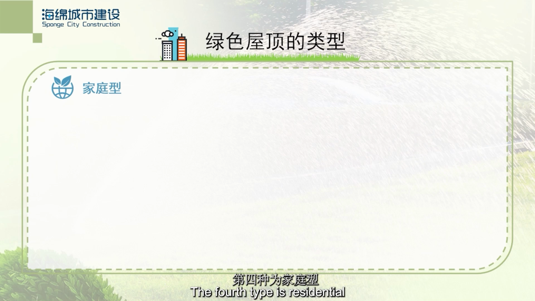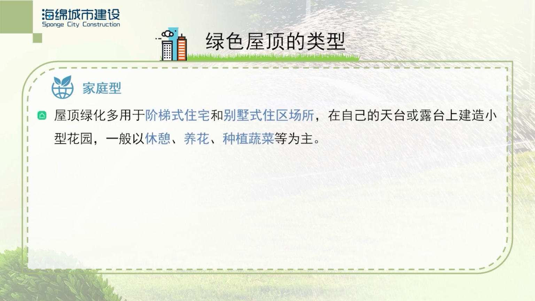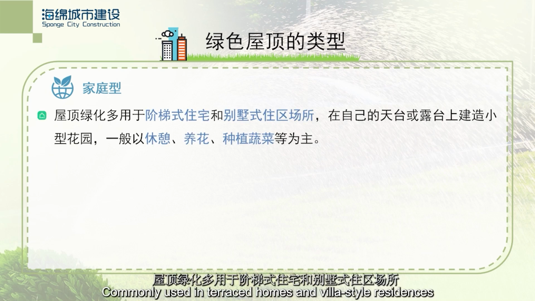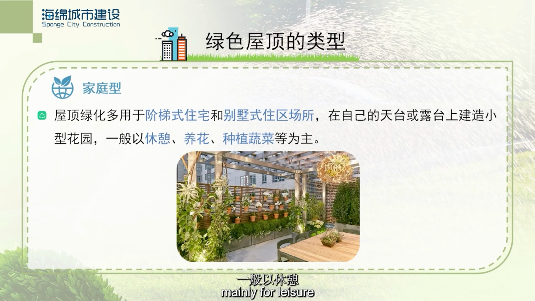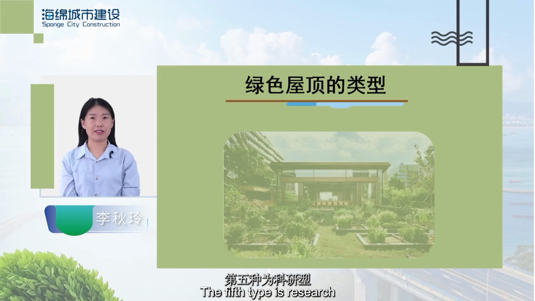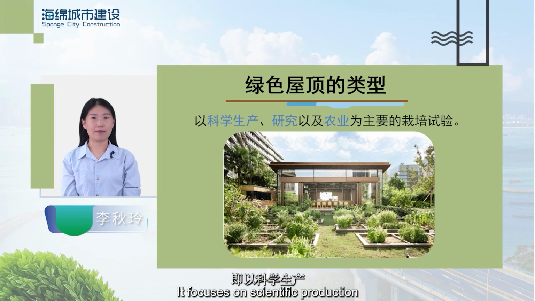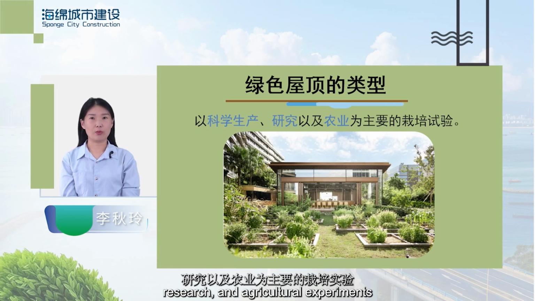The fourth type is residential, commonly used in terraced homes and villa-style residences. Small gardens are built on private rooftops or terraces, mainly for leisure, flowers, and vegetables. The fifth type is research. It focuses on scientific production, research, and agricultural experiments.